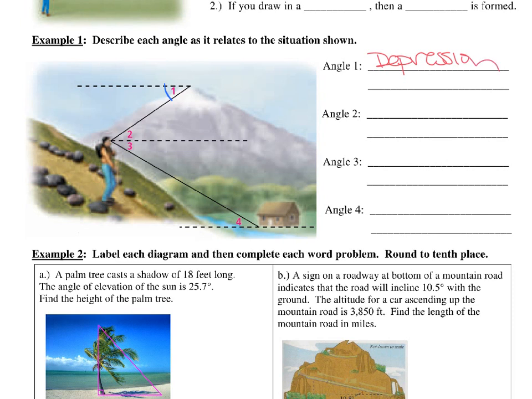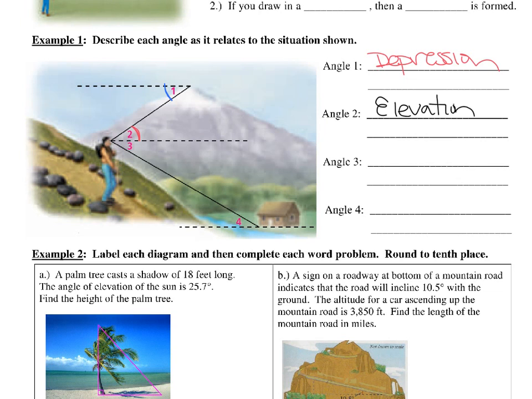Depression. All right, so angle 2 now. Let's look at angle 2. So I see angle 2 is here. This is its horizontal line, and I notice that angle 2 seems to be above that horizontal line. So angle 2, where this guy's looking, is going to be an angle of elevation.